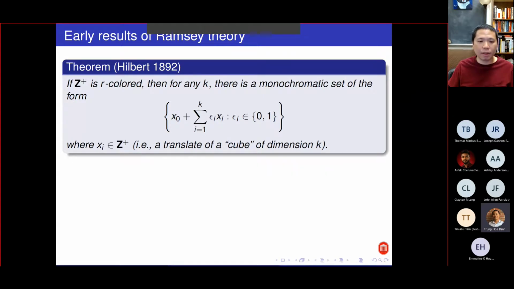What is x_0 in this case? It's something. It's an existence theorem. I don't know what it is. I cannot specify what it is. So the theorem says that there exist x_0 and x_1 up to x_k.